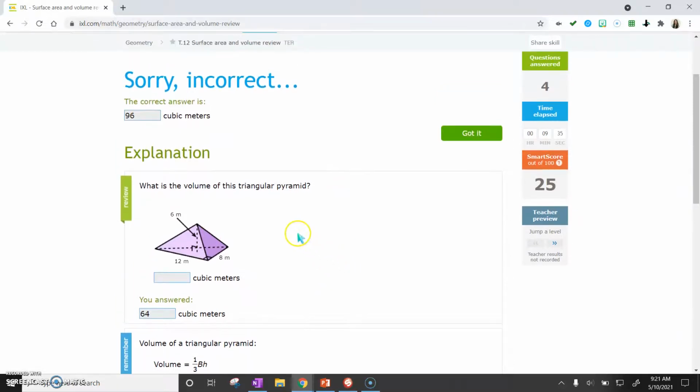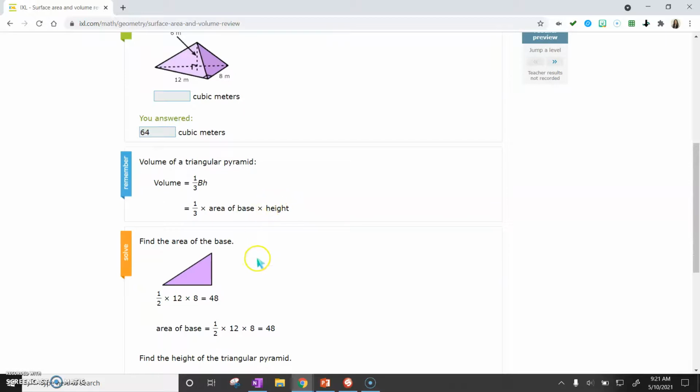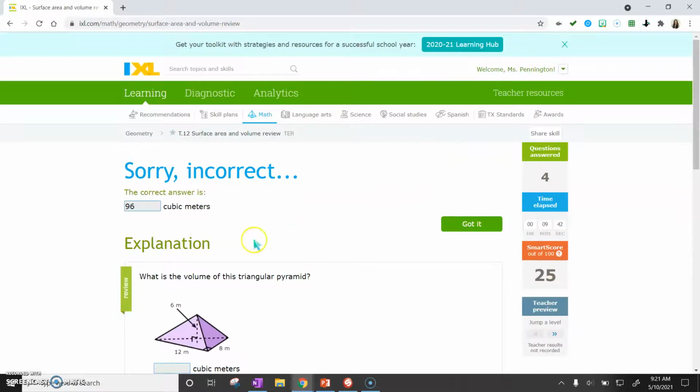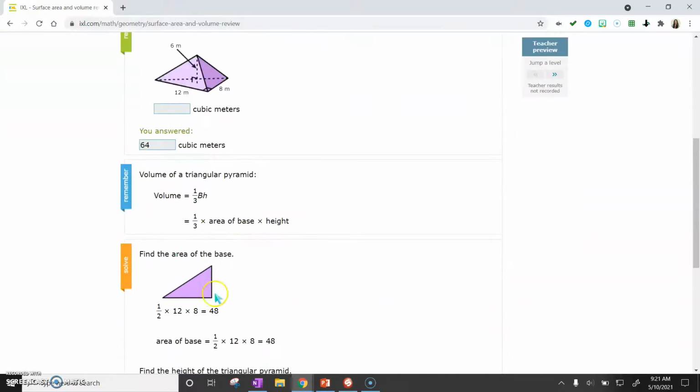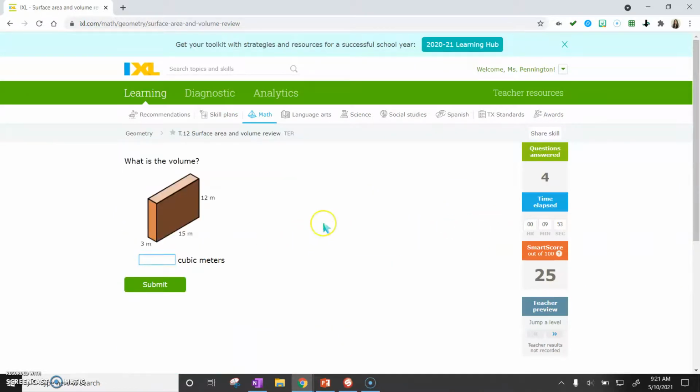So anytime you get something wrong, please make sure to look at the explanation on it and see what went wrong. Don't just click got it, because if you don't understand what you're doing wrong, you're not really learning. All right, so I noticed that they had gotten a different number for area of the base, and that's when I figured out what I did wrong. Okay, so let's move on from there.